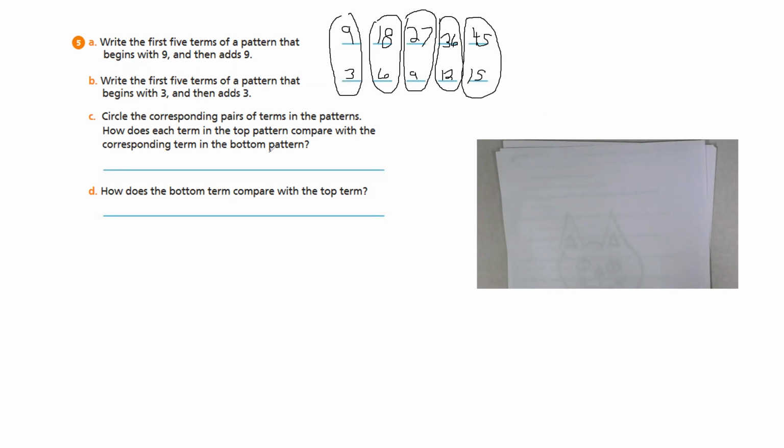So now it says, can you tell us how the top compares to the bottom? Sure I can. The top minus 6? Oh no, that doesn't work for all of them. The top divided by 3. 9 divided by 3 is 3. 18 divided by 3 is 6. 27. So let's put that. Let's put top divided by 3 equals bottom.